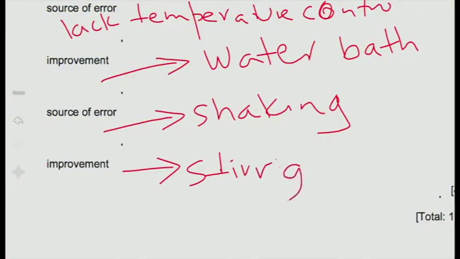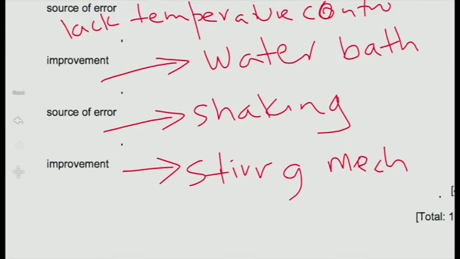So there must be a stirring mechanism as an improvement, so that it's uniform all over. A stirring mechanism for shaking, for facilitating the rate of the reaction. That's with regard to the shaking.